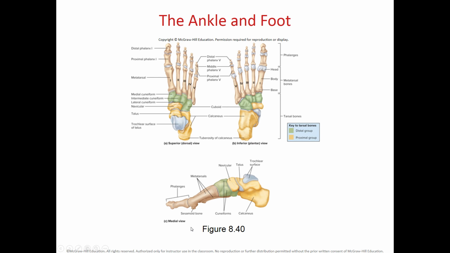And this is the lateral view. So you can see here the calcaneus, the talus, navicular, then the cuneiforms, the metatarsals, the phalanges, and at the base of the great toe in these tendons we have sesamoid bones that don't count towards the number of bones within the skeleton.